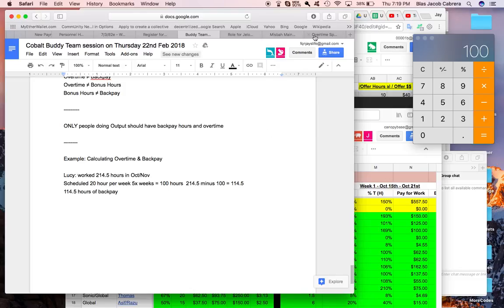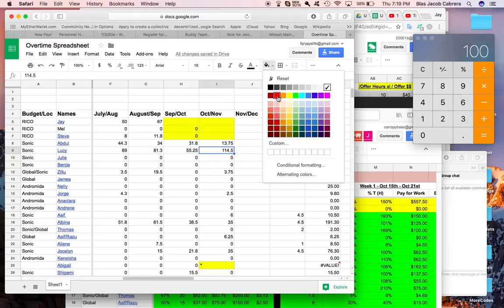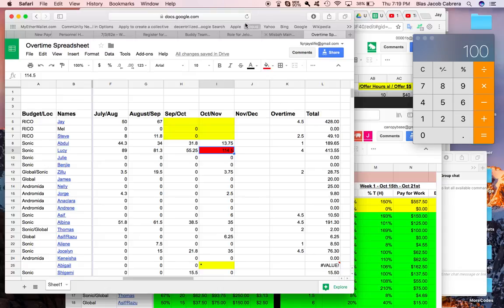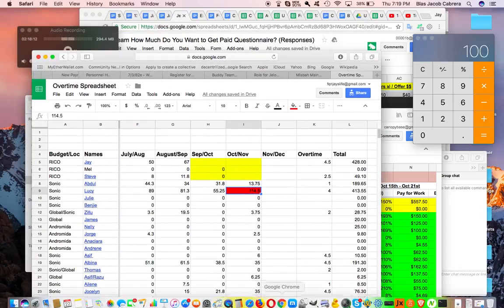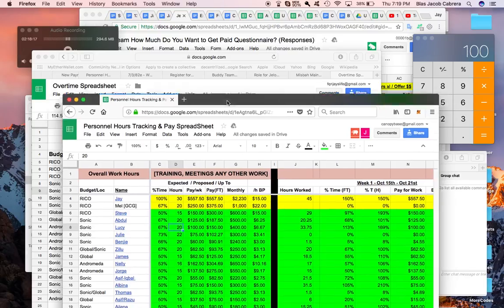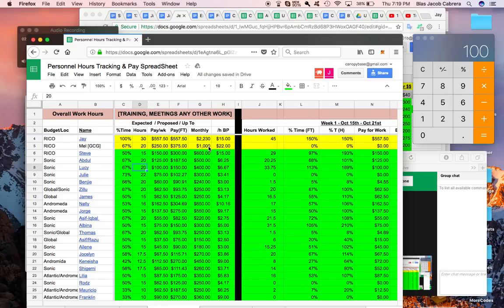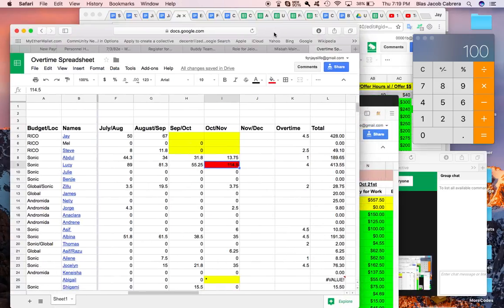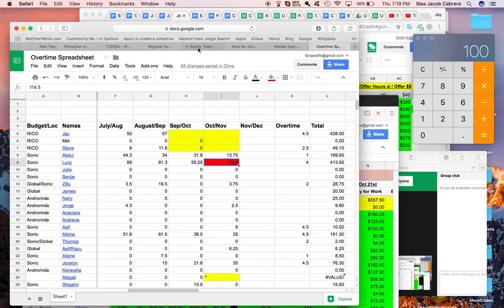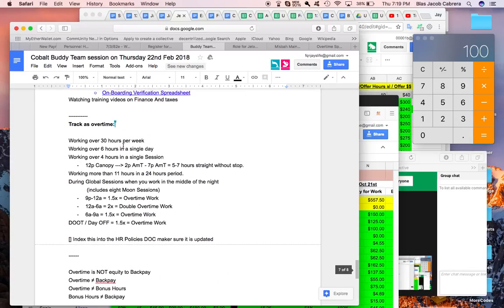So here, where you put on the overtime where it says 114.5, this is incorrect. So let's go ahead and make that red, right? The way you calculate the overtime is not the way you calculate the back pay. The number of hours you have is 20 hours, right? But in order to get overtime, you have to be working more than 30 hours in a work week. 30 hours per week, right?